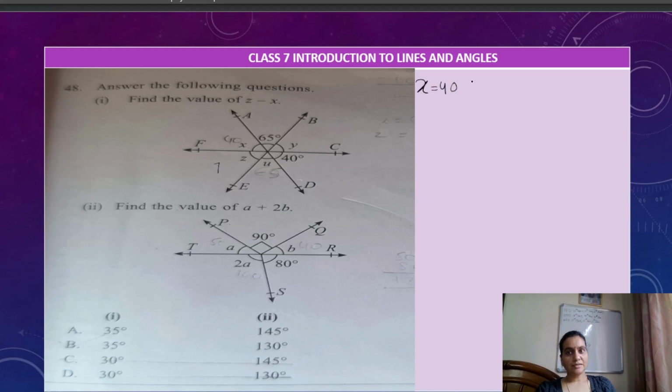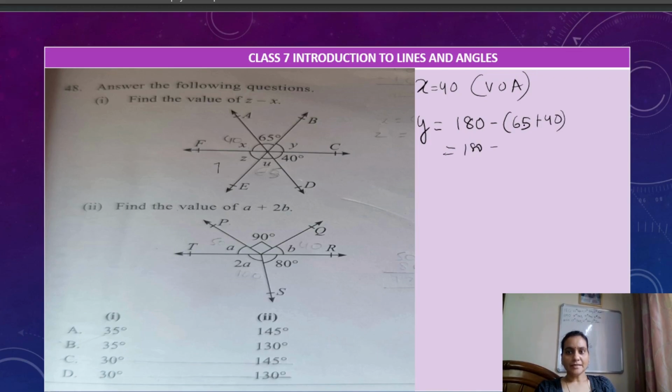Why? Because X and 40 degrees are vertically opposite angles, with no angle in between. So X and 40 both are of the same measure. Now if you see, X, 65 and Y are forming 180 degrees, a straight angle. So from that I can find the value of Y. Y will be equal to 180 minus 65 plus X. What is the value of X? 40 degrees. So I put it here.